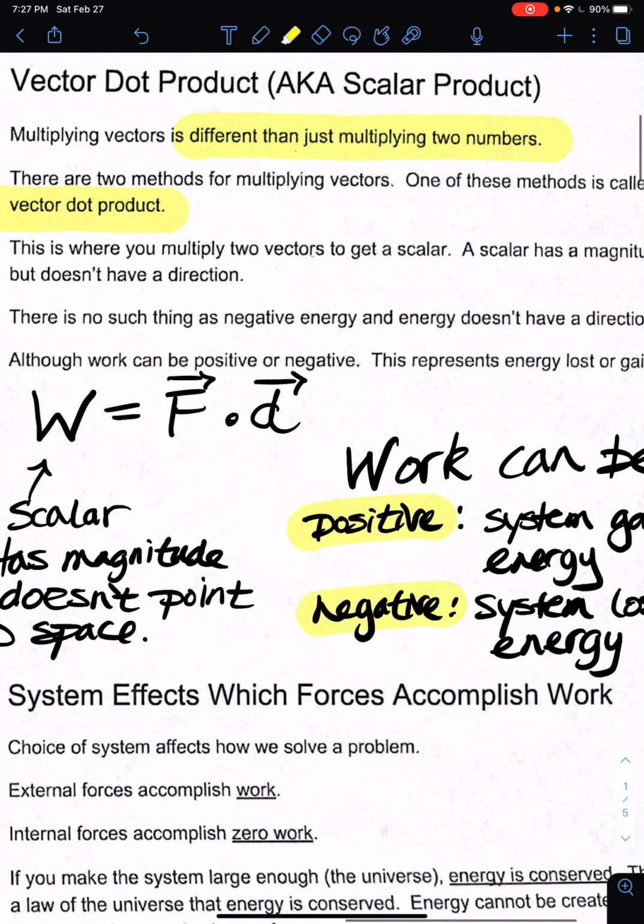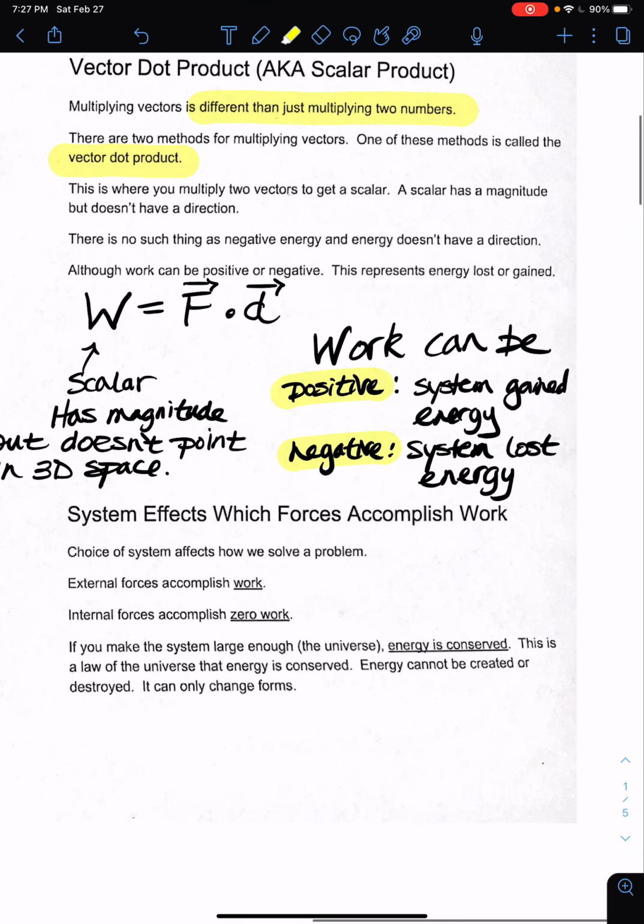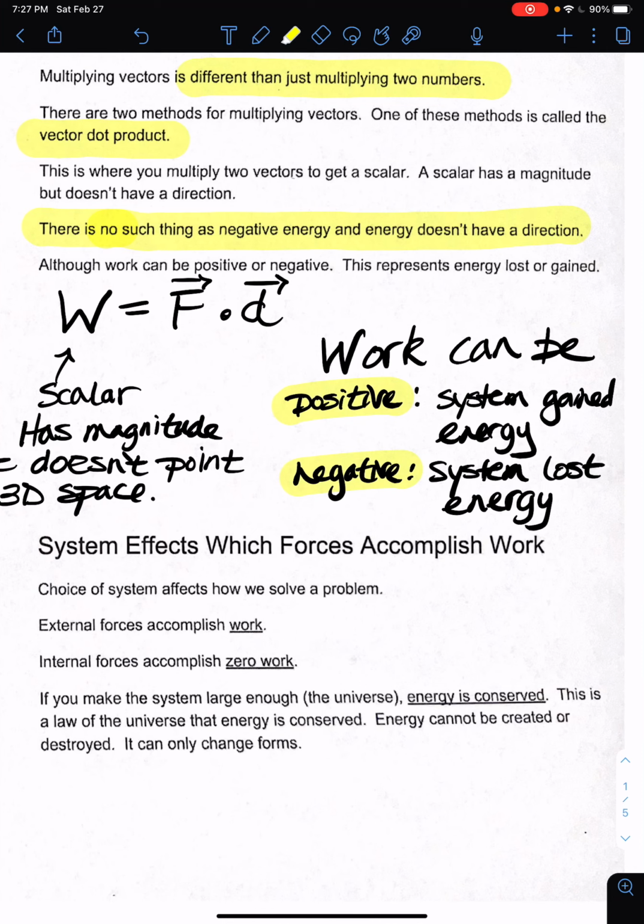So coming back up here to the slide, just making sure I got everything. There's no such thing as negative energy, and energy doesn't have a direction. That's important. So when you see work being negative, once again, the energy is not negative, right? Because it'll say like negative 100 joules, and you're like, oh, negative energy. No, we're just saying that something lost energy. And that's what I have here. This represents energy lost or gained. Okay, so I think we're good there.